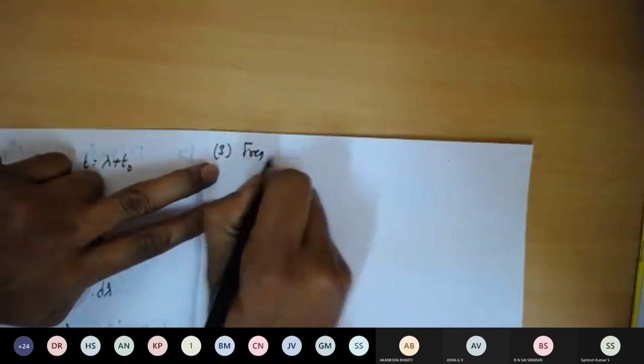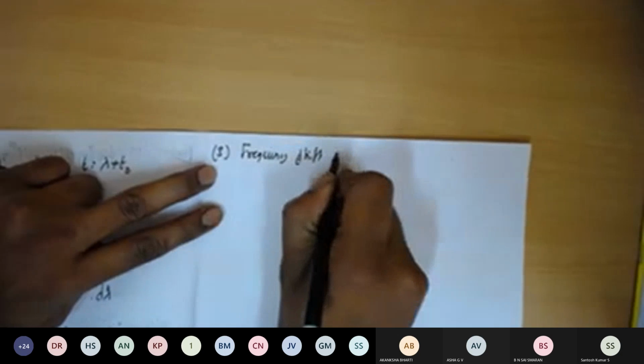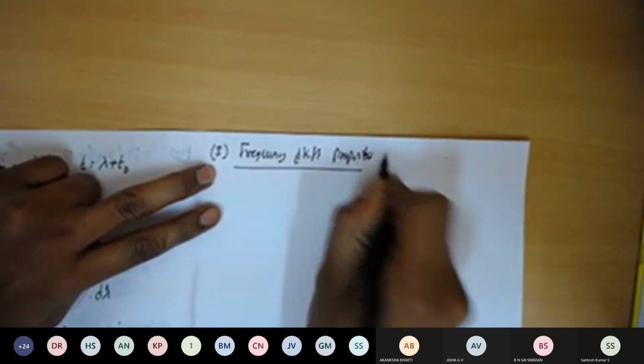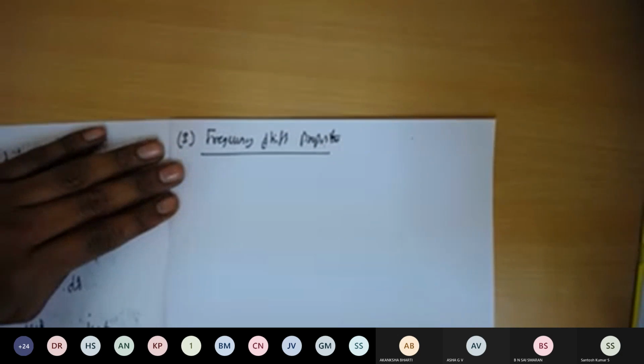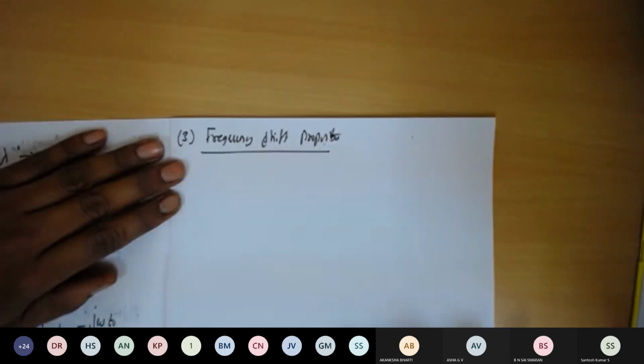So take the next property, which is called the frequency shift property. In the frequency shift property, what it says is the shift in the frequency domain is equivalent to multiplying the time domain content with the corresponding exponential series.